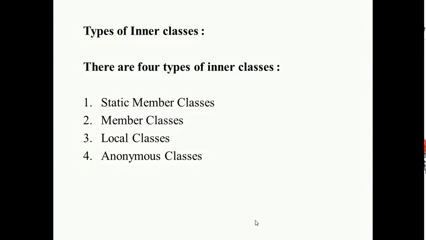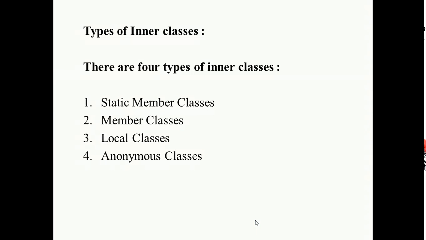Next, see the types of inner classes. There are 4 types of inner classes. First, static member classes. Second, member classes. Third, local classes. And fourth, anonymous classes. First one, static member classes. This inner class is defined as a static member of another class. So static members of the outer class are visible to the static inner classes, and the non-static members of the outer class are not available to the inner classes.